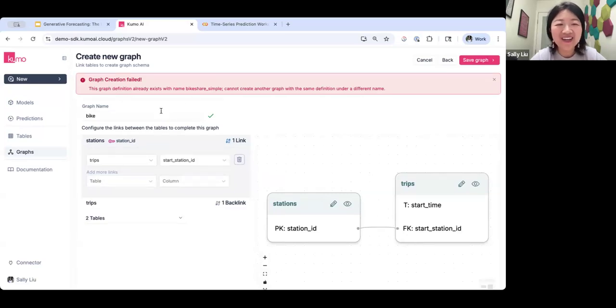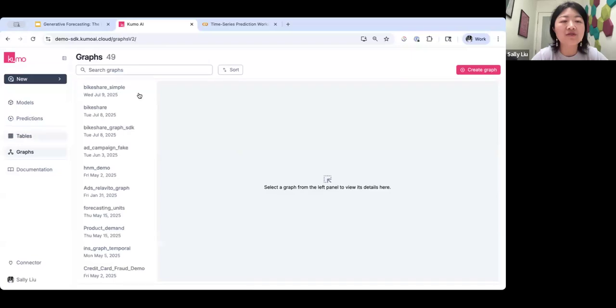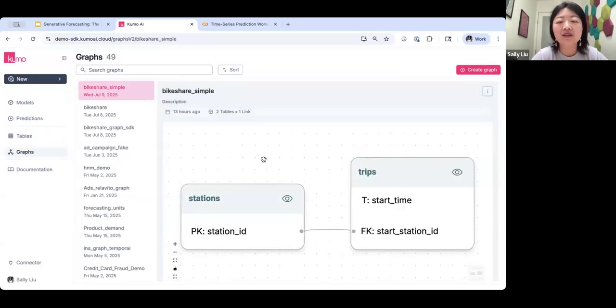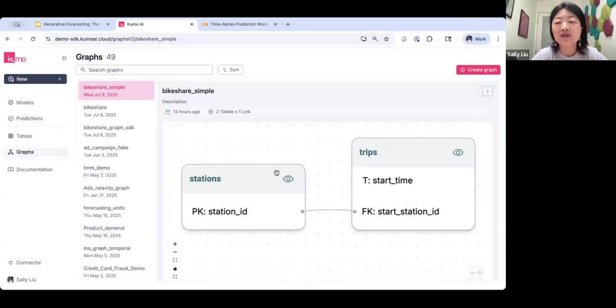Okay, let me use a different name here. Okay, so the graph definition already exists. I guess it's because I already have a graph with the same schema here. So now I will just use this graph. Okay, so now we have the graph ready, which means that we have the data ready.